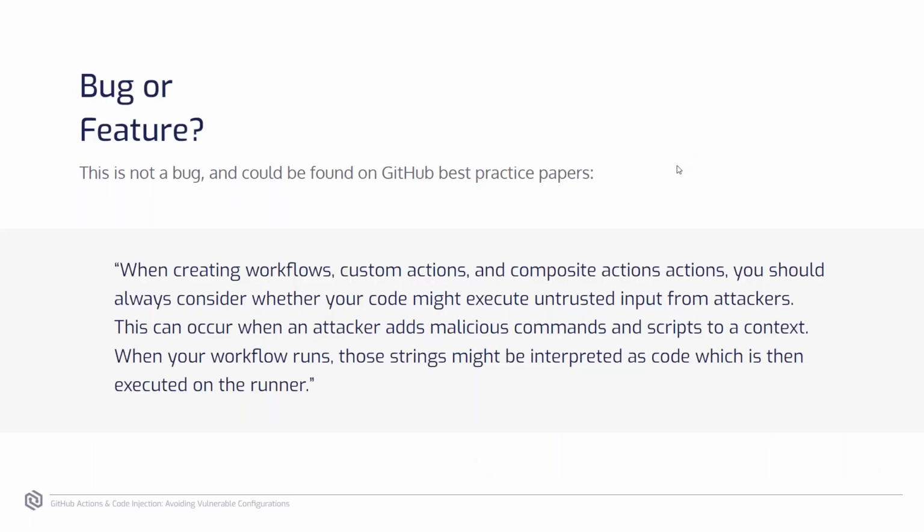So you may think this is a bug, but not only is it not a bug, it's even mentioned in GitHub documentation. It says that when you create workflows, you should always consider whether your code might execute untrusted input from attackers. So we went and investigated whether this is really an issue in the open source community, and our research shows that this is an extremely widespread issue.